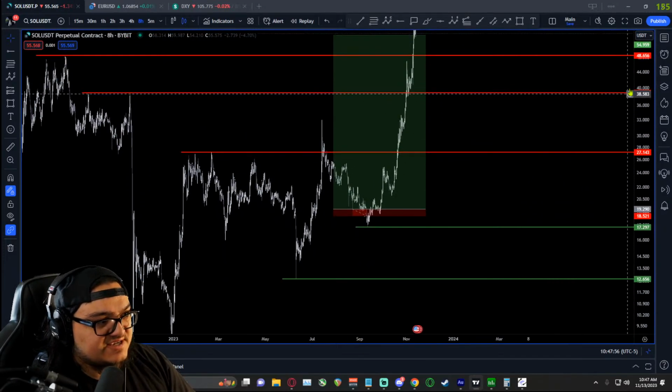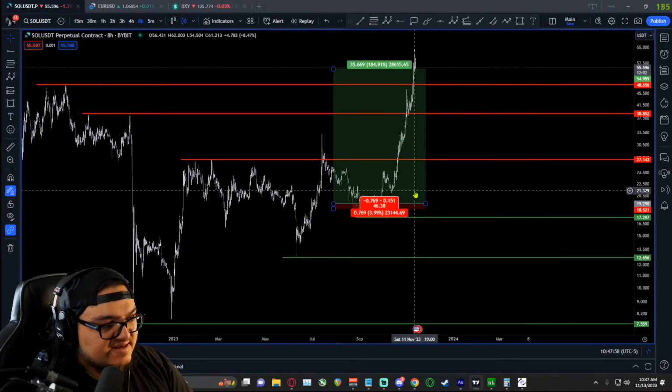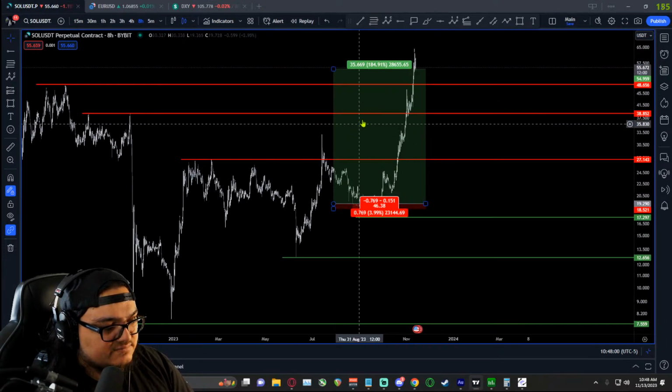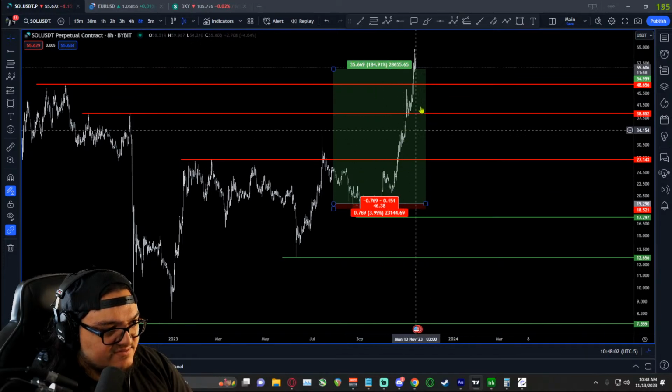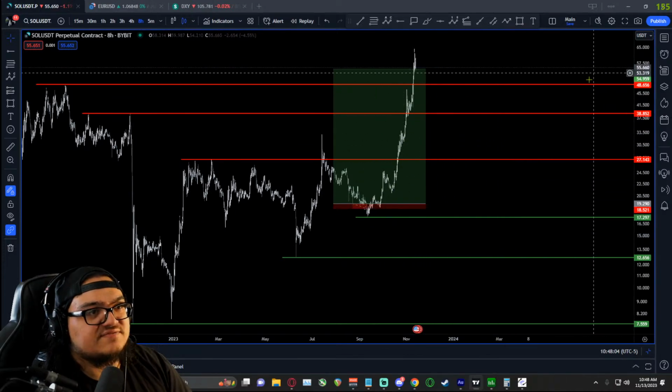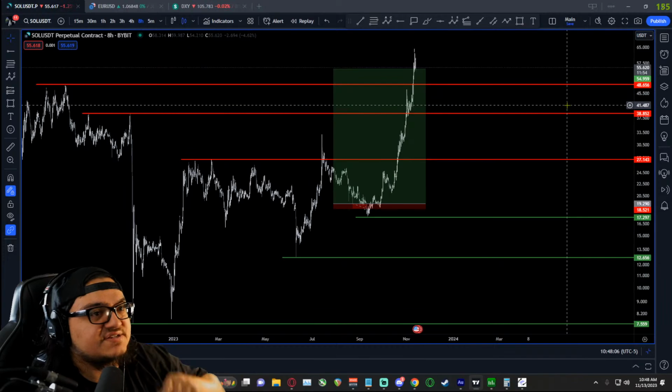That's huge. If you're risking 2 to 3% on a trade using that, yeah, you would have doubled your account just off of that trade alone. So that's a fantastic entry, man. Congratulations.